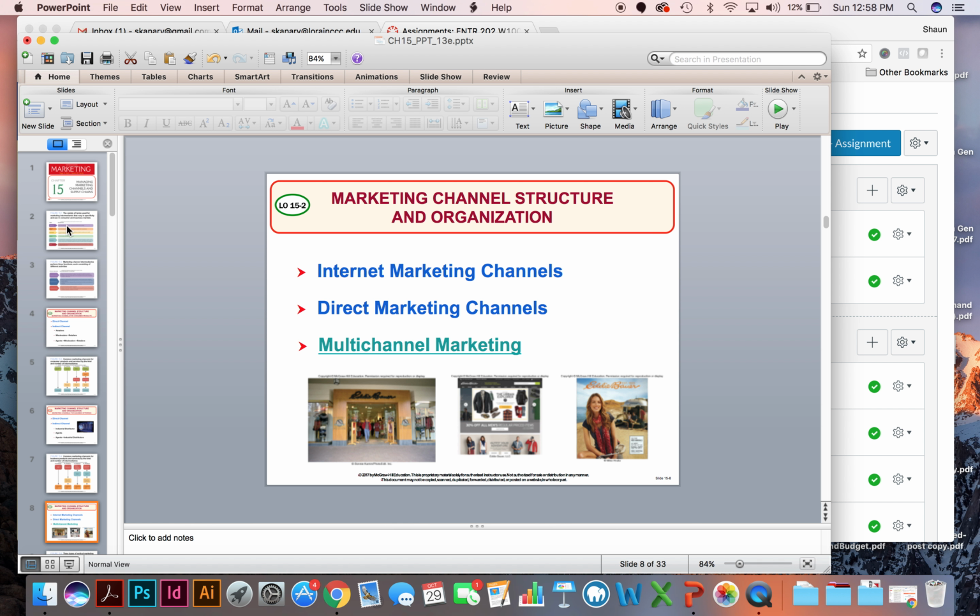So when we talk about marketing channel structure and organization, we talk about internet marketing channels, direct marketing channels, and multi-channel marketing. These are just some examples of the different channel structures that are available to you. And again, Eddie Bauer serves as a great example of this with their storefronts, their online retailers, and then their multi-channel approach where they're in print, they're in radio, they're in automobiles, they're all over. They use a multi-channel approach. So this is a good example of using all three of those.